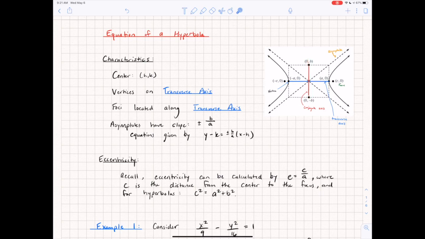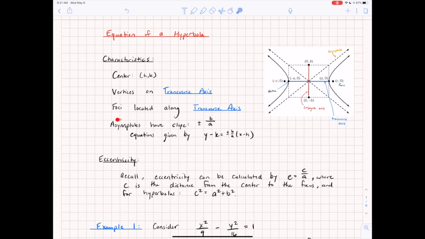and then it would open up along that line. Now the line that is perpendicular to the transverse is called the conjugate axis. So again, this just depends on how I'm opening. If this graph is opening up and down, then the conjugate axis would be horizontal. If this graph is opening to the left and right, the conjugate is vertical. So conjugate just means reverse. So hopefully that helps with that.